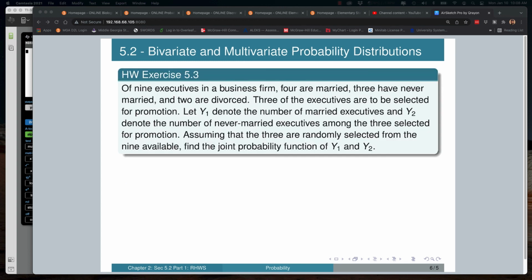So last but not least is the toughest one. Okay. We've got 9 executives in a business firm, 4 of which are married, 3 have never married, and 2 are divorced. Right? So there are some things we need to keep in mind. We'll write those on the next slide in just a minute, but let's read the rest of the question. 3 of the executives are to be selected. So we're choosing 3. Notice I said the word choose here. We're choosing 3 of the executives to be selected for promotion out of those 9 individuals.